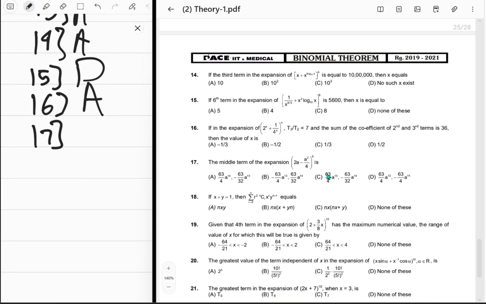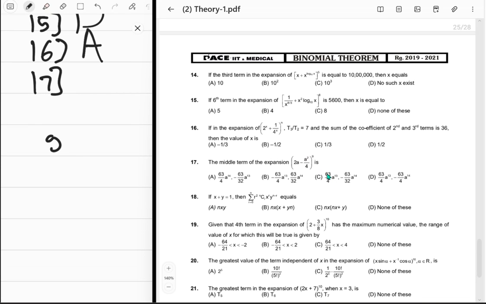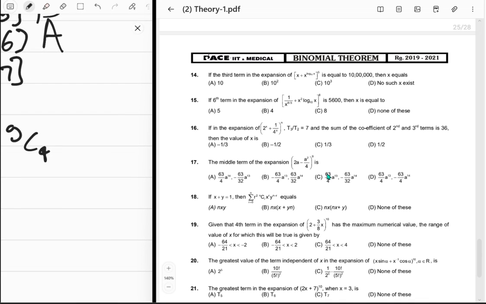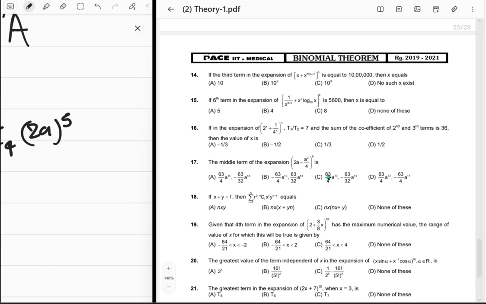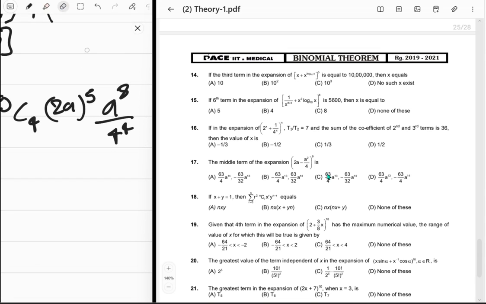Both of those. Just do the 9C4 first. So 9C4, and then you got 2a power 5, and then negative a squared upon 4 power 4, which will be a power whatever that is. So a power 8 upon 4 power 4, and this is 2 power 5, a power 5.